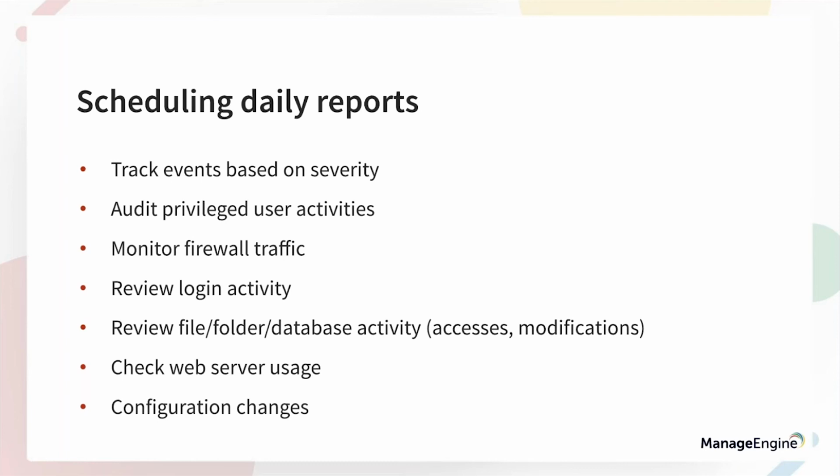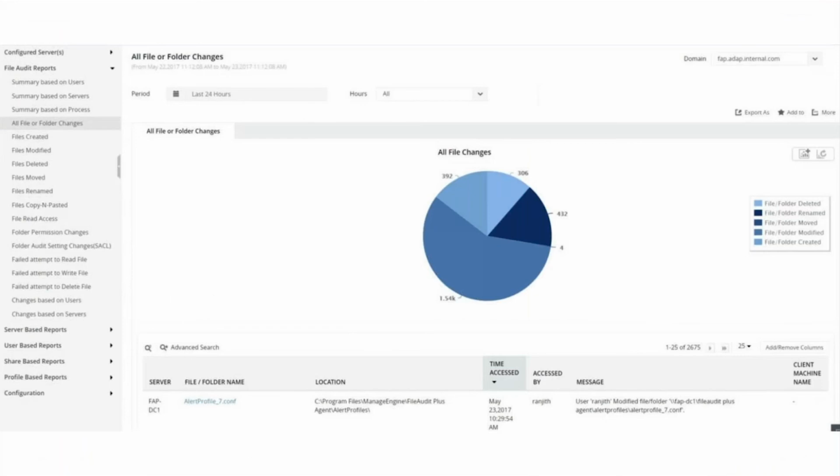And then you want to review your file, folder, and database activity, right? All the actions performed on your file folders, the accesses, the modifications, right? In fact, I have an example on the next slide, which is actually a screenshot from our product, right? So you can see that the report says all file and folder changes. So if you were to run this report on your file server, you will get details into all the files and folders that are deleted, renamed, moved, modified, and created, right?